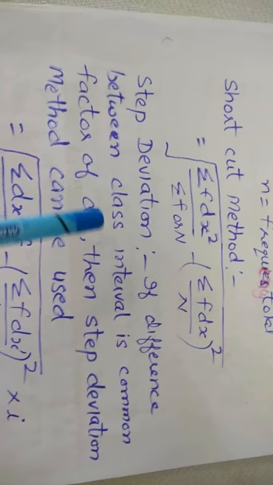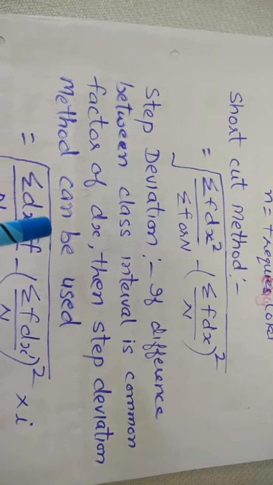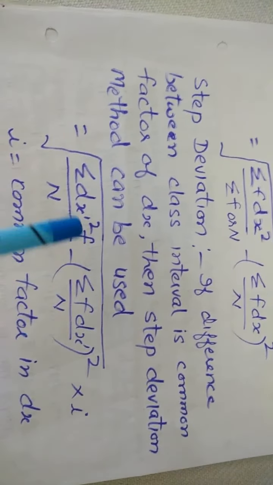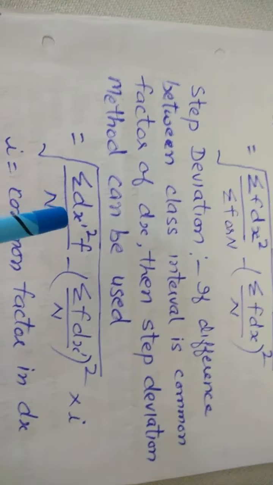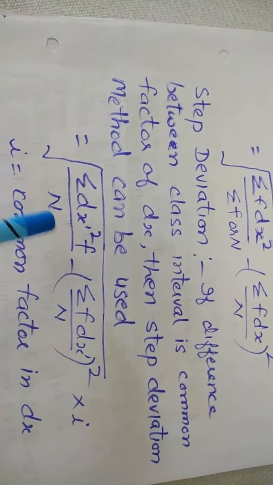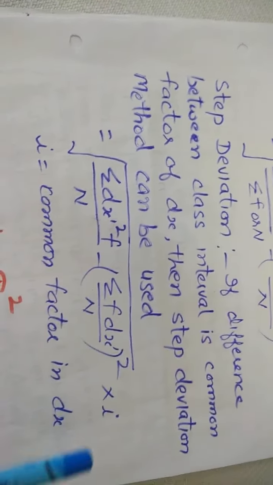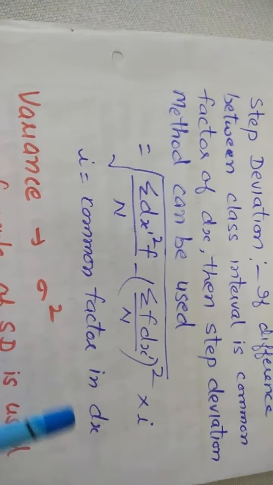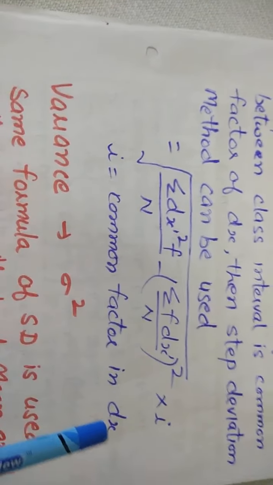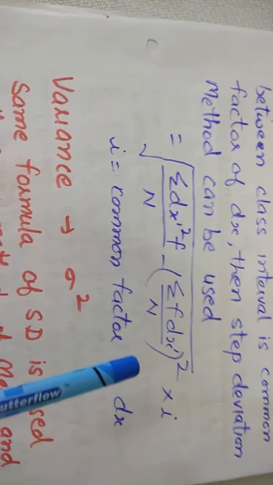If difference between class interval is common factor of dx, then step deviation method can be used. Same formula: summation dx dash square f divided by n minus summation f dx over n whole square, whole under root, into i. I is common factor in dx. After taking deviation, find a common factor, then apply this formula.